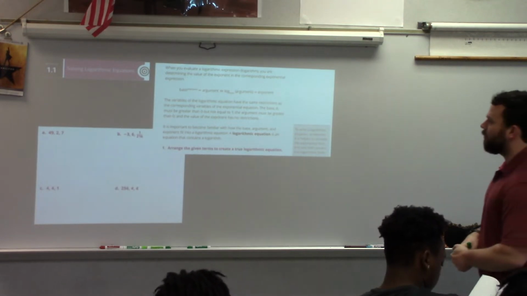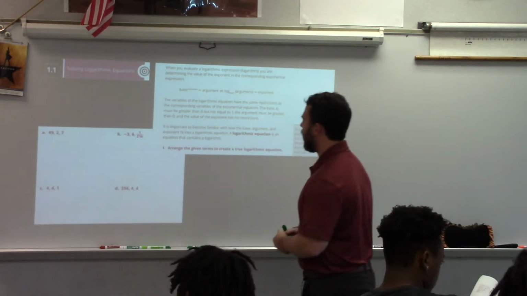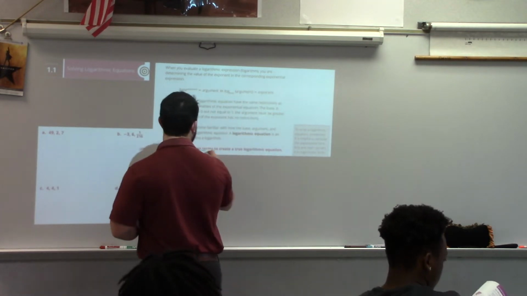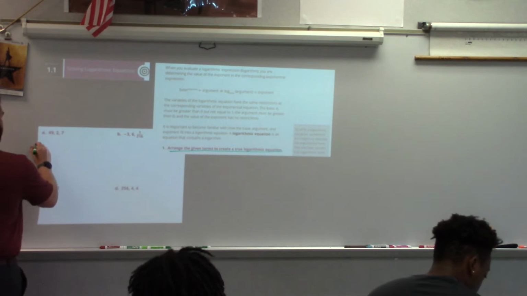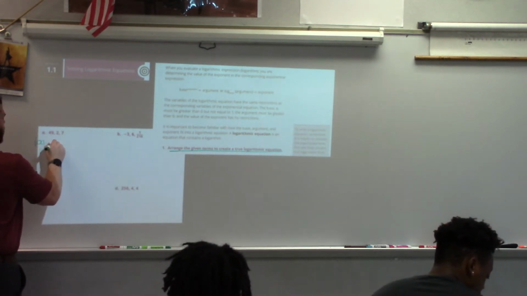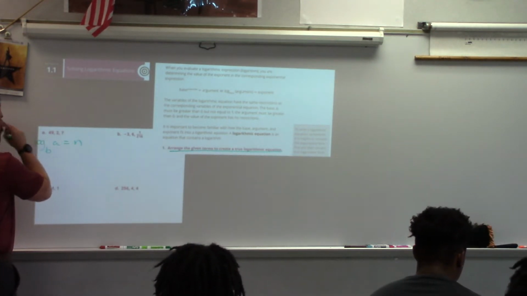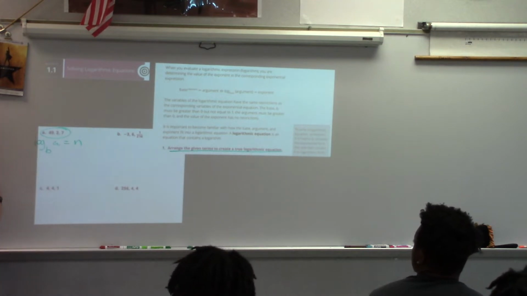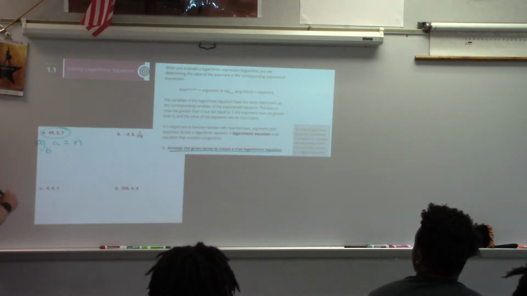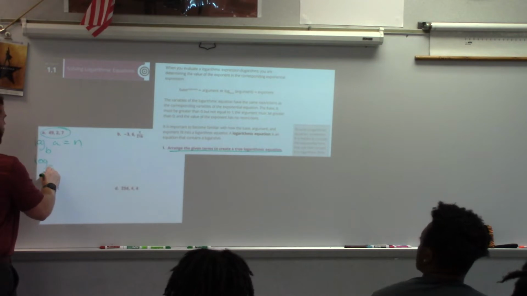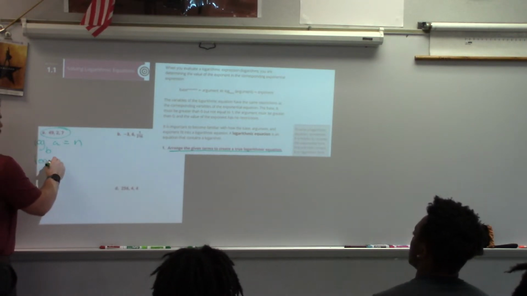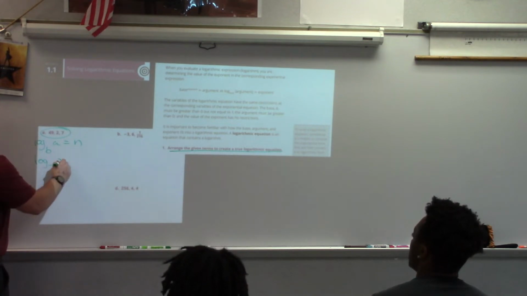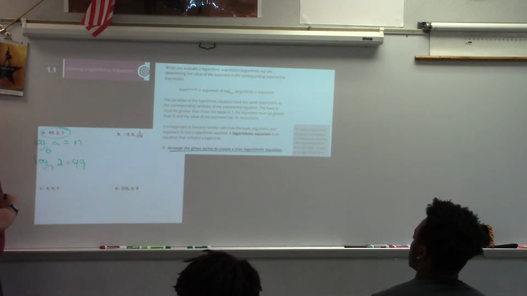And so, for example, if I look at A, what we're trying to do is arrange the given terms to create a true logarithmic equation. So I need a logarithm, I need a base, I need an argument, and I need an exponent using these numbers. What base would I use? 7. So log base 7. The argument's 49. No, that's the argument, 49. Yeah, that's right.